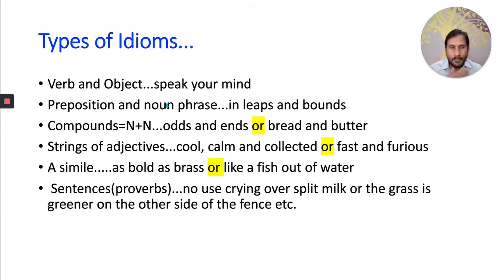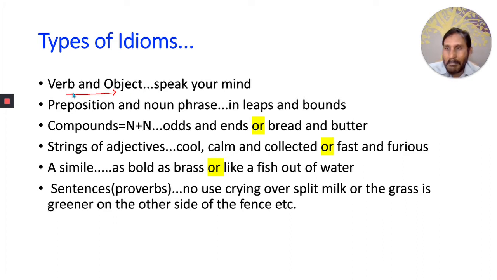There is another aspect of idioms. What is the structure of an idiom? I told you that an idiom is made up of two or three words. What are those words actually? What part of speech is the particular word in that particular phrase or expression in the idiom?